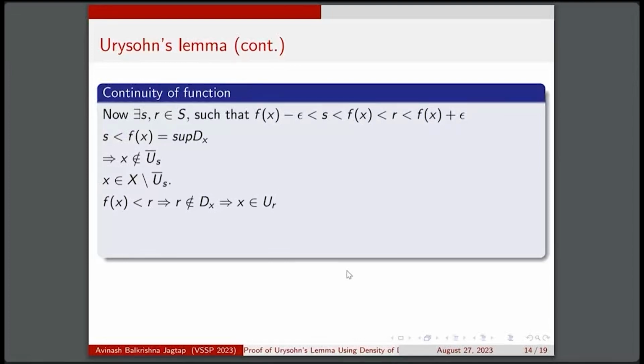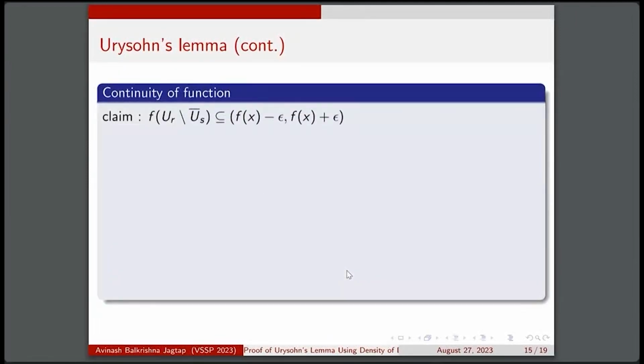So we will see whether this set can be used for our purpose. Let's see some more things. x is in the complement of the closure of U_s, and also f(x) is strictly less than r. So r is greater than the supremum of D_x. So r is not an element of D_x, and hence x will be in U_r. So x is in U_r intersection the complement of the closure of U_s, and since both sets are open, U_r minus the closure of U_s is also an open set.